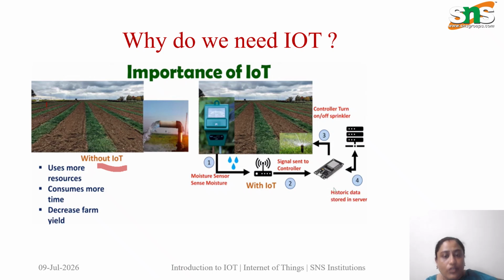So there are advantages of using IoT in farmland for smart irrigation. It does not use many resources, it does not consume much human time, and it is cost efficient as well, since the sensors are very compact in size and do not cost much. So it is compact in size, cost efficient, and it saves time. These are the advantages, or the importance, of having IoT.